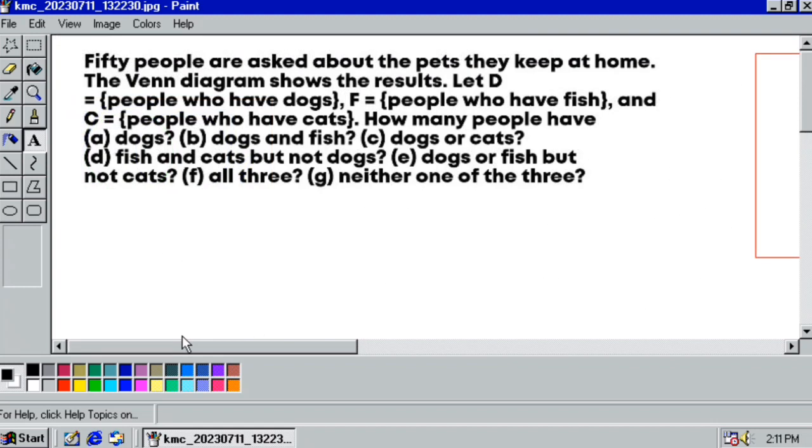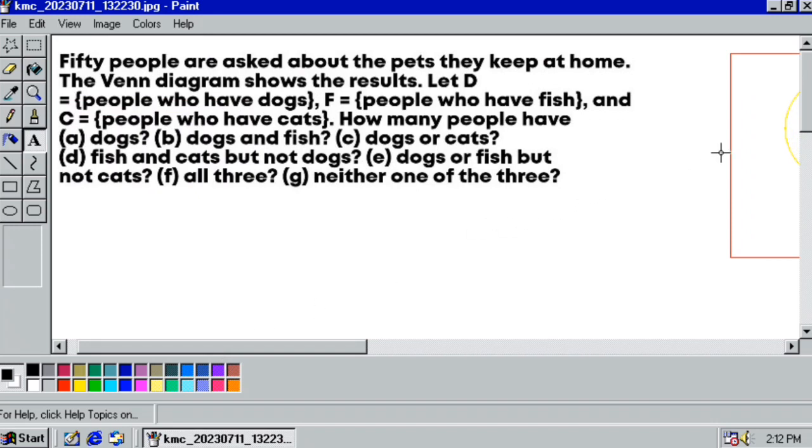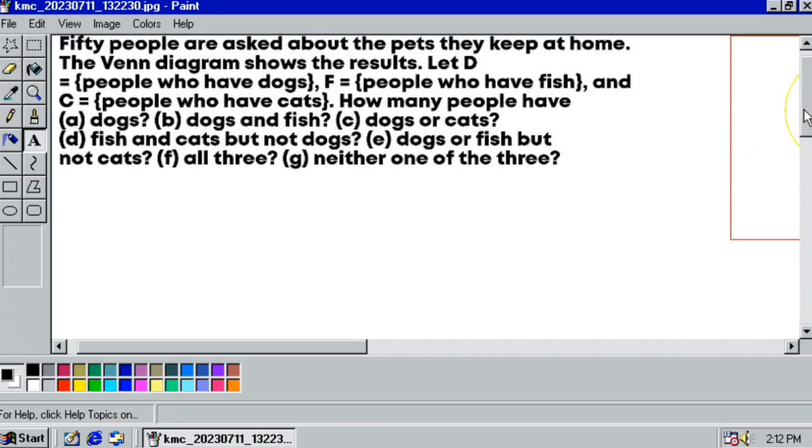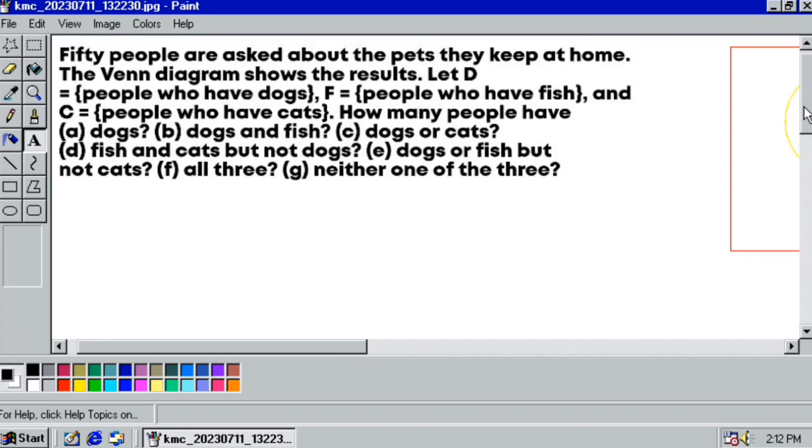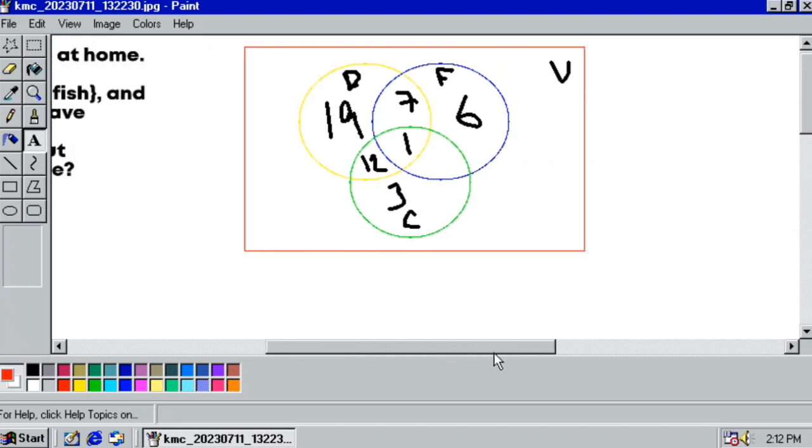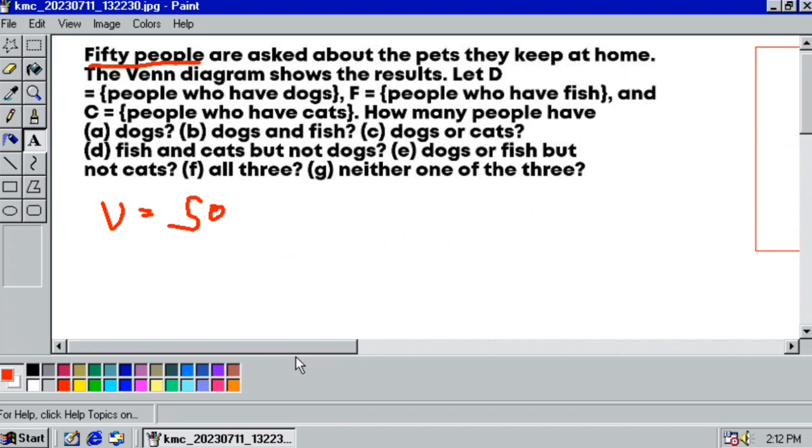So here, I have another problem. 50 people are asked about the pets they have at home. So our universal set here is 50 people. The Venn diagram shows the results. So we have our Venn diagram here. I just put it here since we don't have any space left.